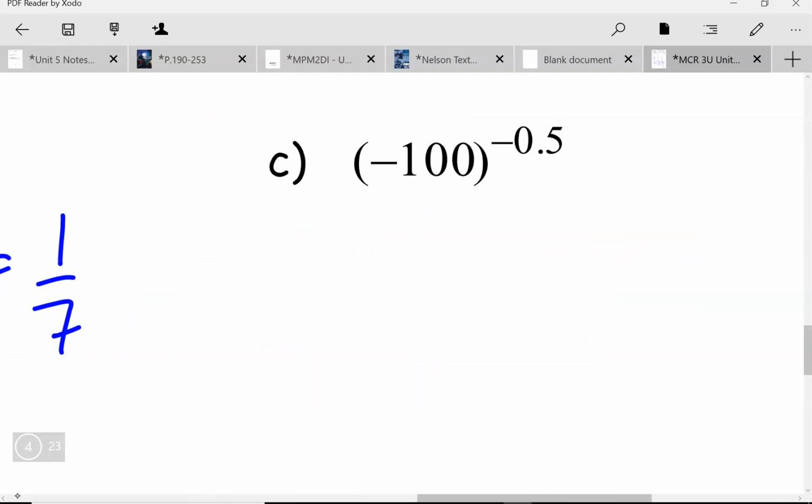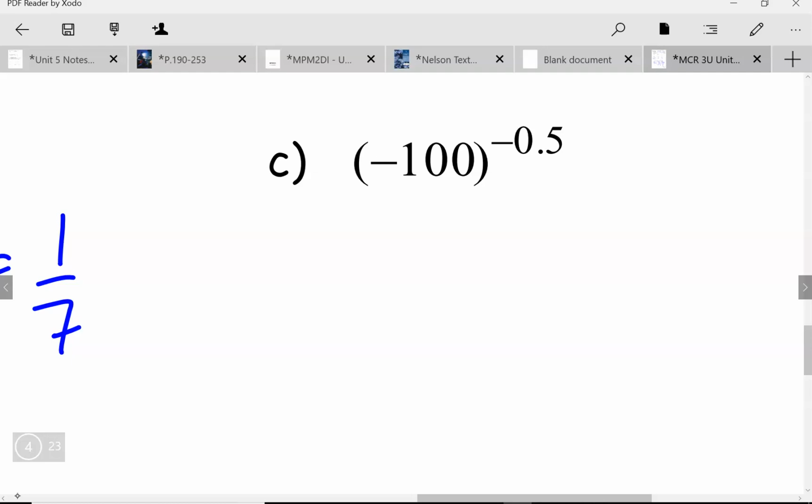There's negatives all over the place, but that's fine because we're going to leave this negative 100 right there. That's part of the base. I'm not too worried about that. So let's take a look here. This is weird. Is this just me? This is weird. I'll have to take a look at the answer key.